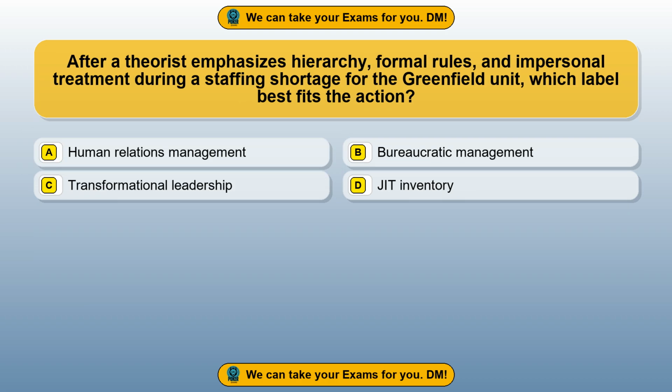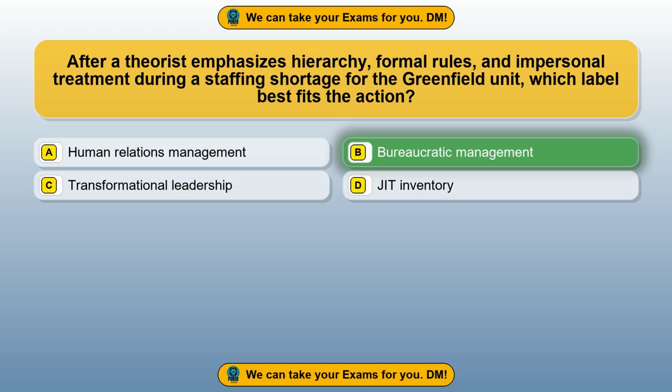Question 8. After a theorist emphasizes hierarchy, formal rules, and impersonal treatment during a staffing shortage for the Greenfield unit, which label best fits the action? Option A, human relations management. Option B, bureaucratic management. Option C, transformational leadership. Option D, JIT inventory. The correct answer is option B, bureaucratic management.